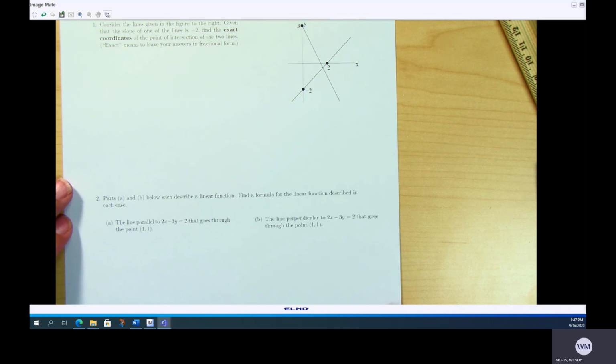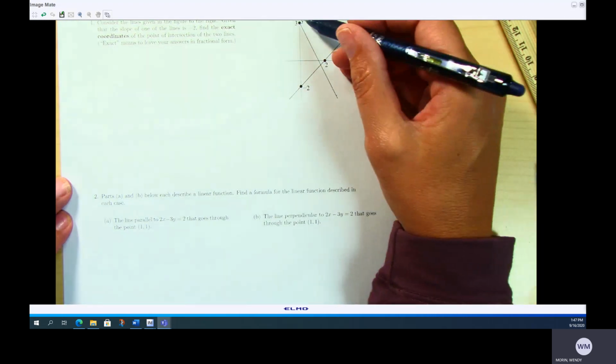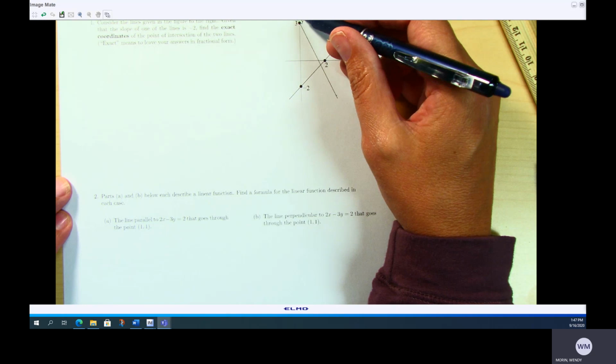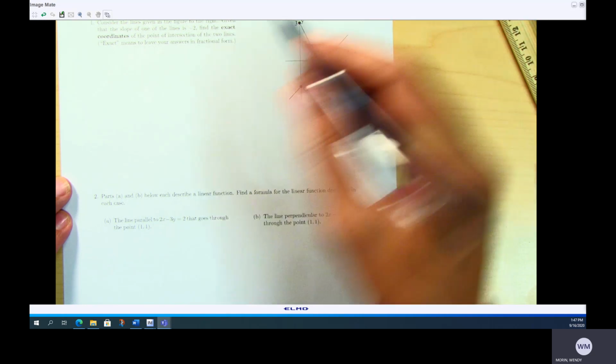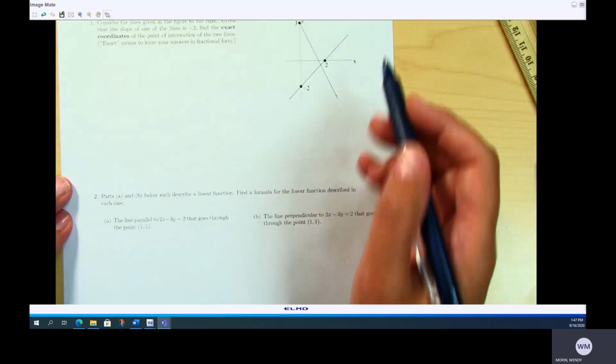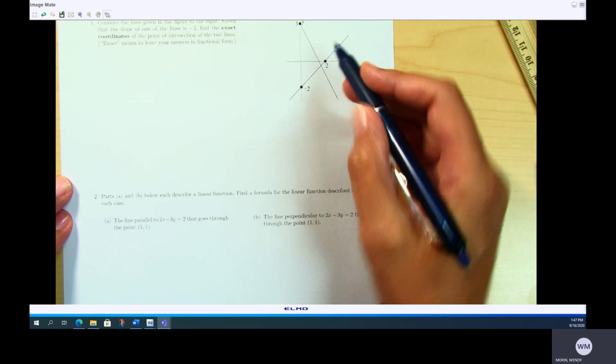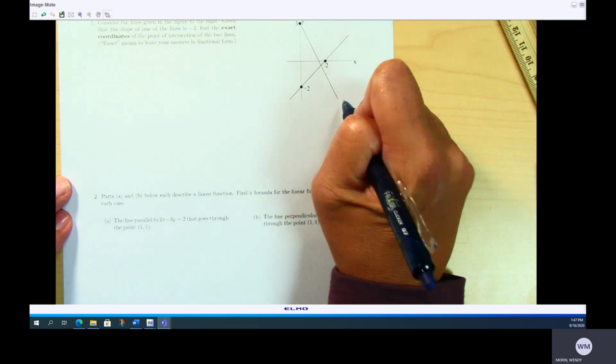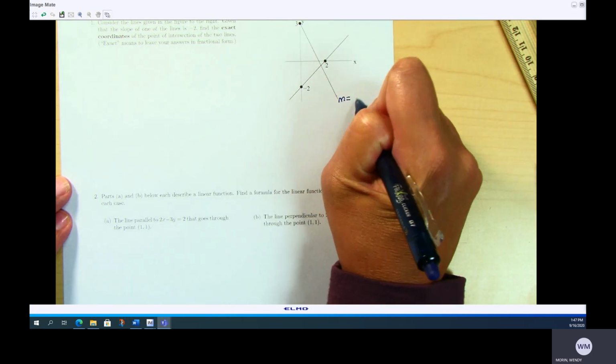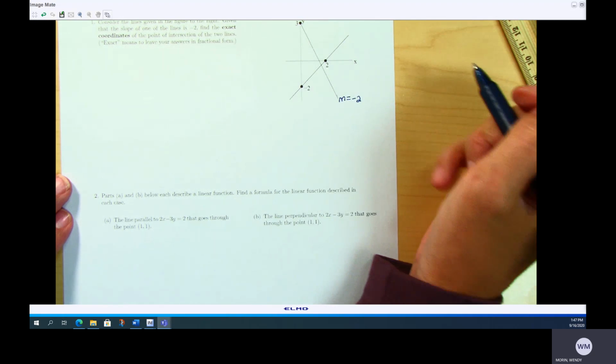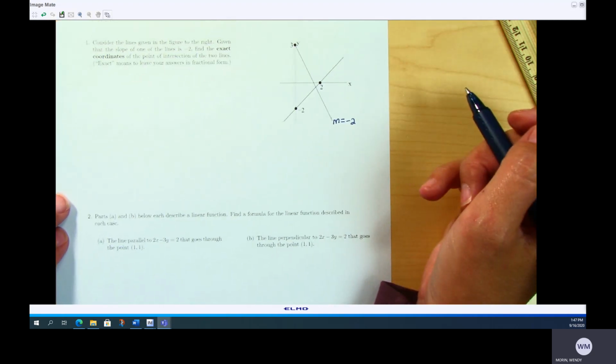It says, consider the lines at the right. We know that this line right here is -2. It says one of the lines has slope -2. Well, I know that this is a negative slope and this is a positive slope. So that slope is -2. How about the slope of the other line? Can you find that?